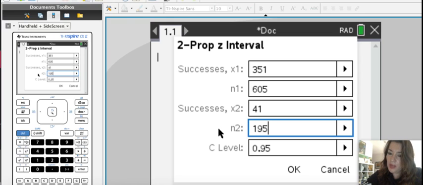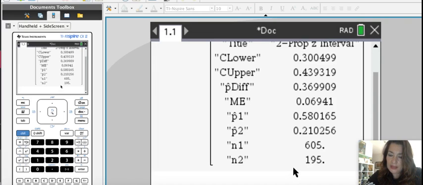And I know I'm comparing the non-smokers to the smokers. And if you do it in reverse, then you're going to get a negative interpretation. So as long as you're aware of that difference. All right, I'm going to go ahead and keep it at 95% confidence level. And here are our results.